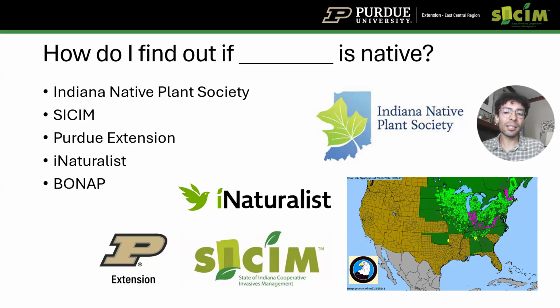And then lastly, Bonap is a really great plant atlas for North America where if you can look up the scientific name for the species that you're looking at or just the genus in general, you can see down to the county level whether something's native, if it's threatened, if it's introduced. It'll give you all of that information for virtually any plant that you can think of. That's a great place to start.